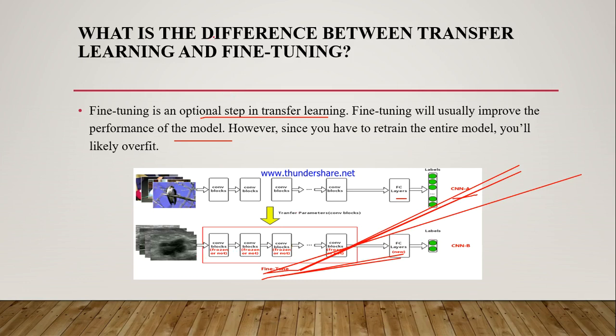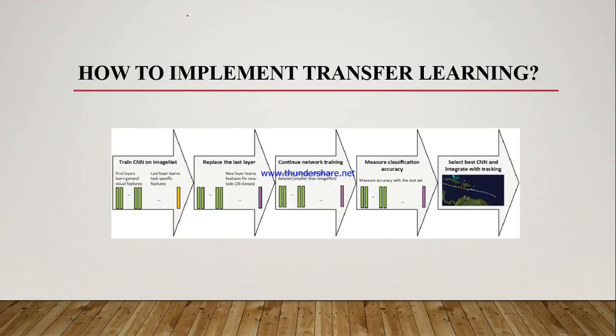For example, your model is giving 98%. If you improve it with the help of fine tuning, it may say 99% also. Then how to implement transfer learning? These steps are there: train the CNN on ImageNet and replace the layer, continue network training and measure classification accuracy, and select the best CNN and indicate it with the tracking.